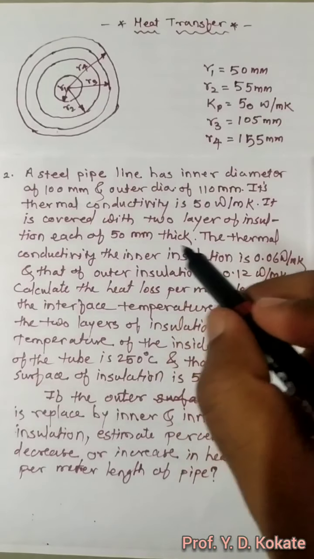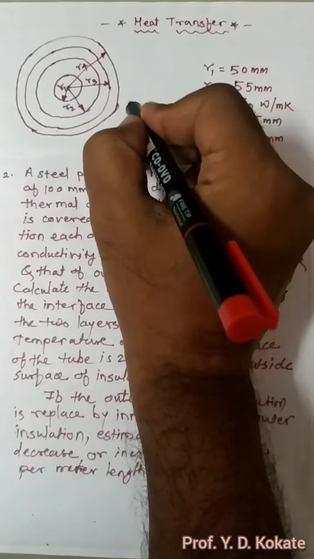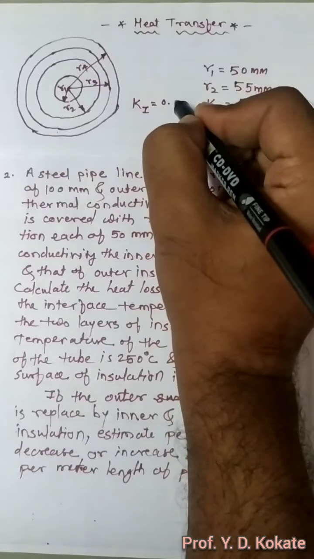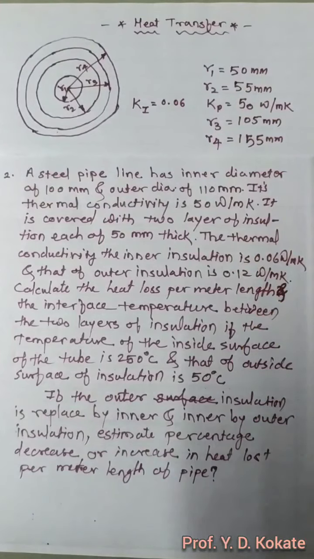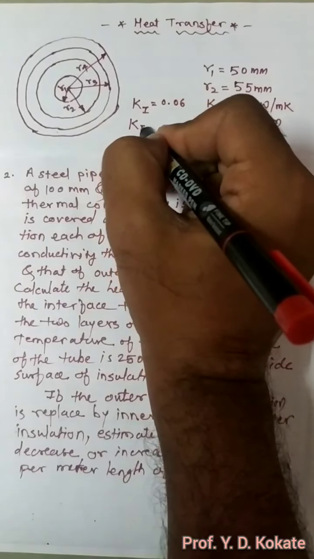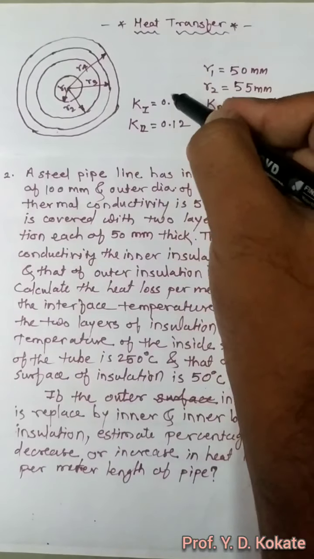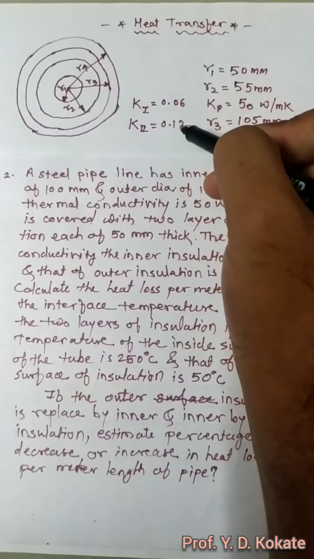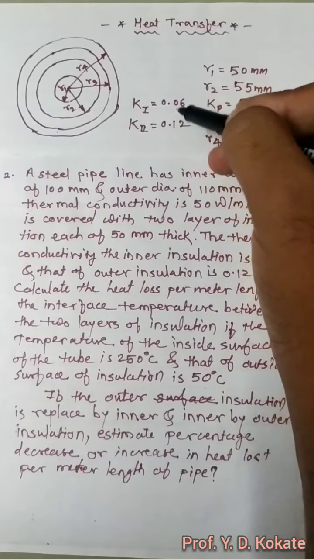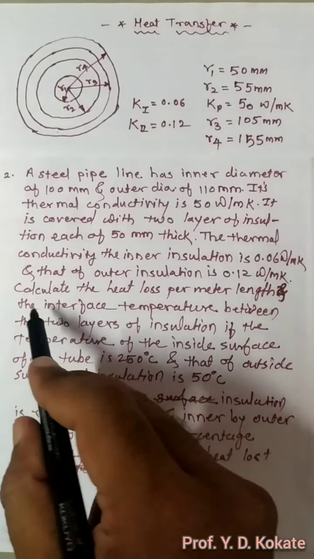Now next statement, the thermal conductivity of inner insulation. So thermal conductivity of inner insulation, I call it K first, which is 0.06 watt per meter Kelvin, and the second having thermal conductivity K second, I call it 0.12. So you can see this value is double of this one. Now in this numerical we also try to understand what is the effect of this thermal conductivity. So first we read the statement, then I will again explain this thing.